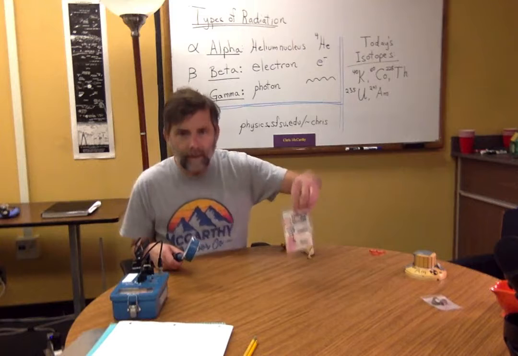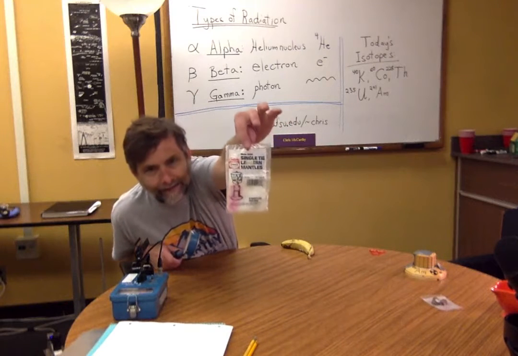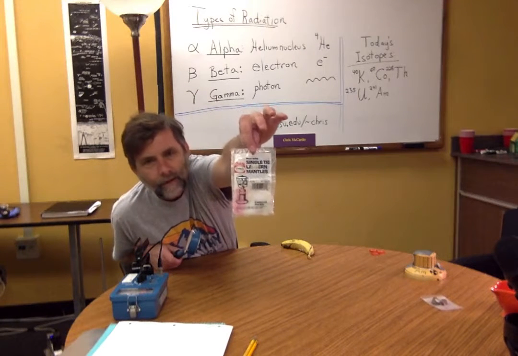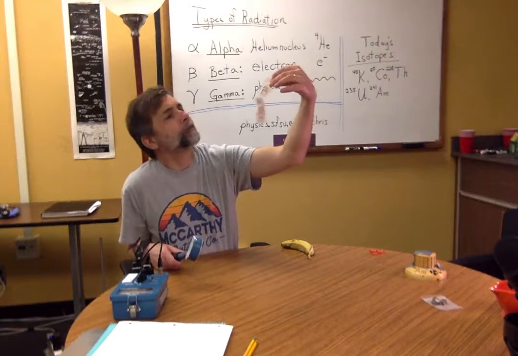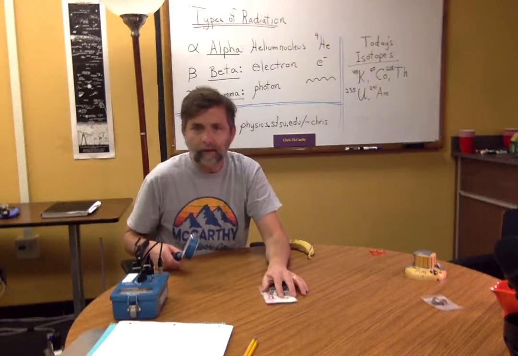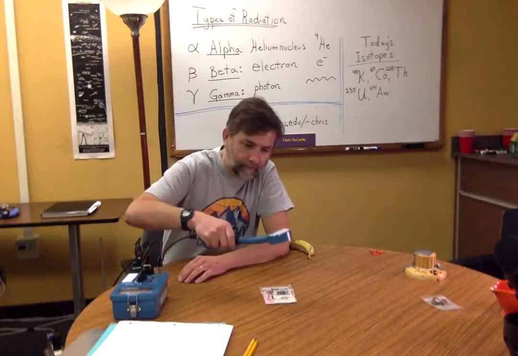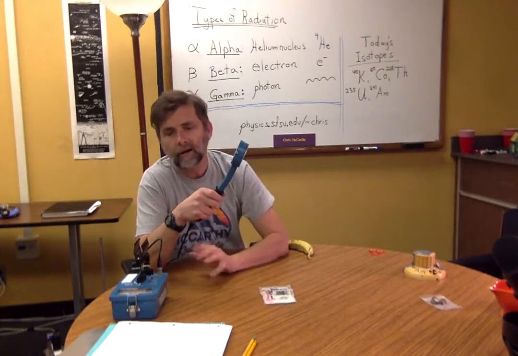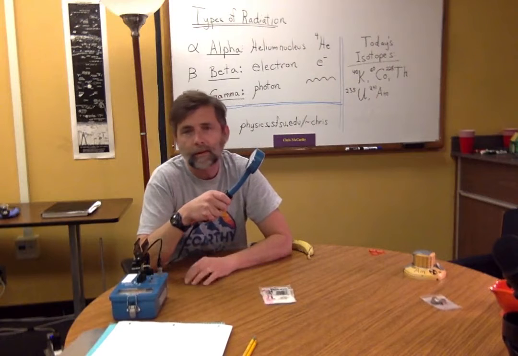Another element that has radioactive isotopes is thorium. In the bad old days, thorium was made into these lantern mantles. Have you ever used one of these Coleman lanterns? Well, if you have, you probably didn't use these mantles, because they were banned a long time ago because they're quite radioactive.